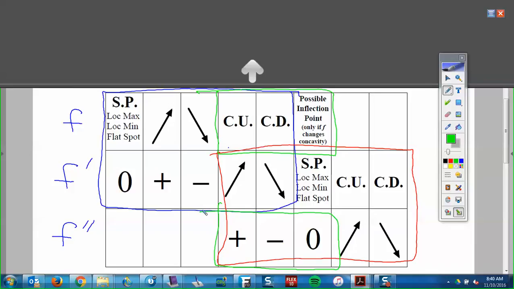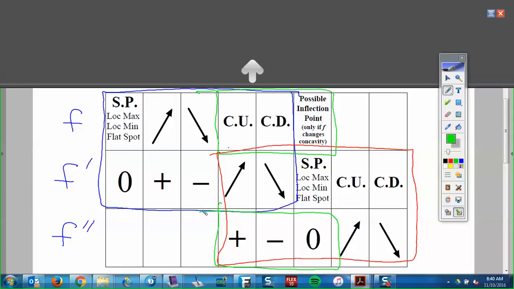If F double prime is positive, F's concave up. Now, we can go through the middleman to understand that. When F double prime is positive, it means F prime's increasing, but we learned yesterday that when F prime's increasing, F's concave up. But what I'm telling you is we can just remember that when F double prime's positive, F's concave up. And when F double prime's negative, F's concave down.